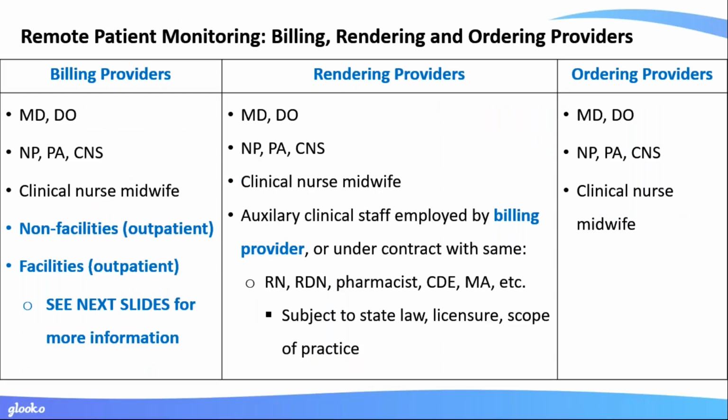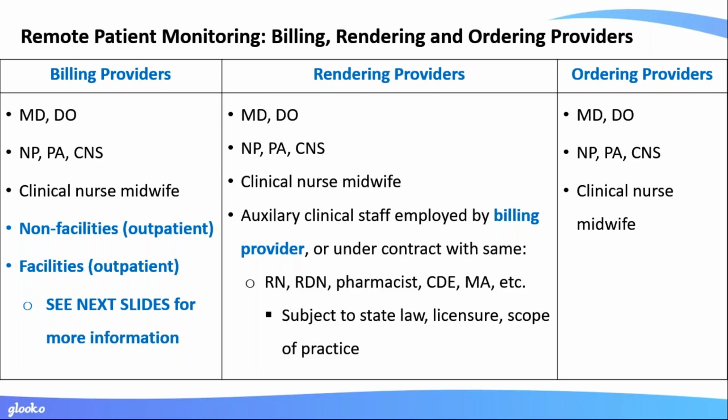Okay, so billing providers, because we had a question about the RD. You can see here on the left the first round of guidelines that Medicare has given us. These are the billing providers who can bill for these codes. Non-facilities and facilities can also bill, and you're saying, this is all outpatient. Well, gee, Marianne, what does that mean? I'm going to explain that in a couple of minutes, between non-facilities and facilities.